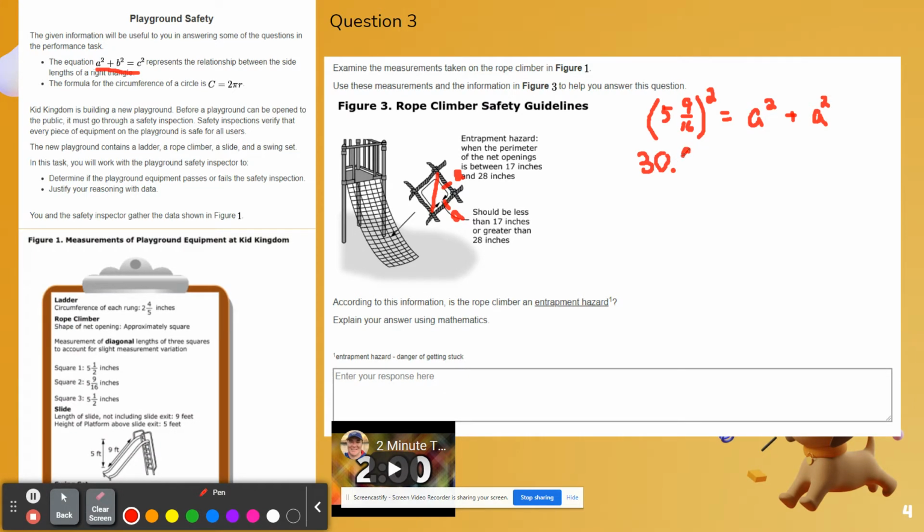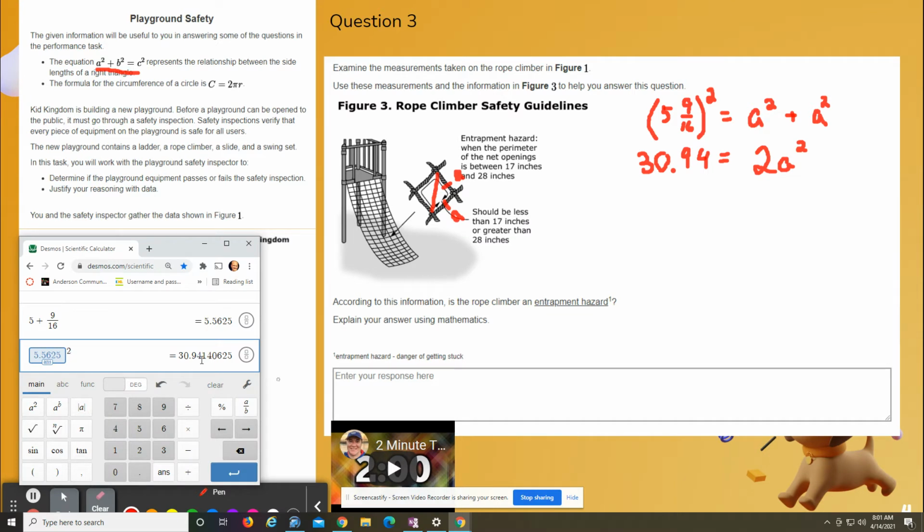30.94, I think is what it said, right? Is equal to a squared and a squared. We can combine like terms, would become 2a squared. You go back to your calculator. Make sure that you wrote down the same number.